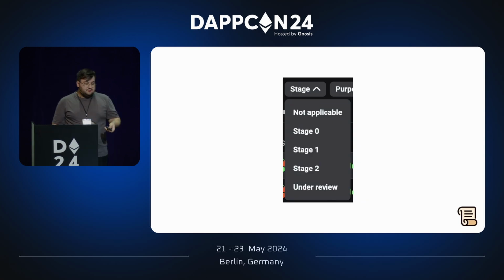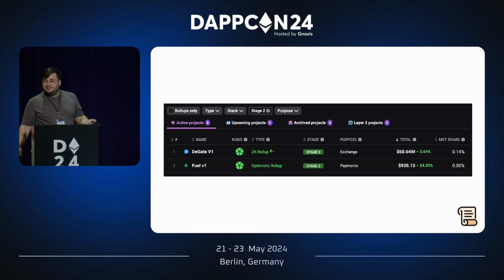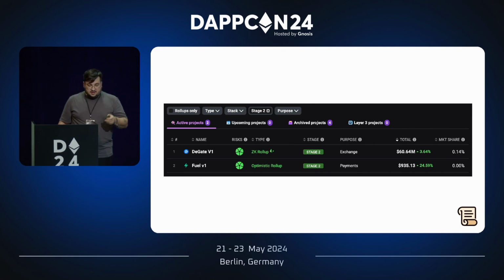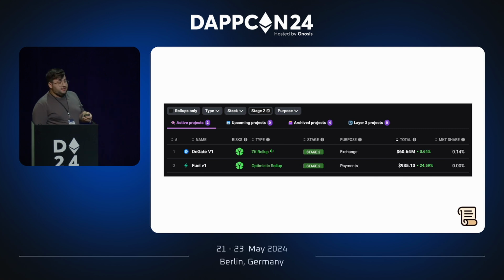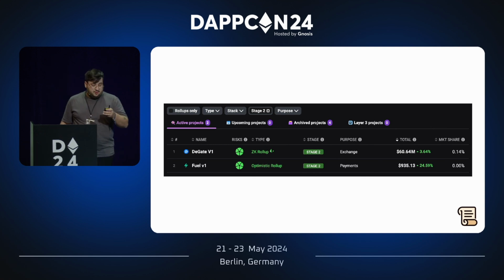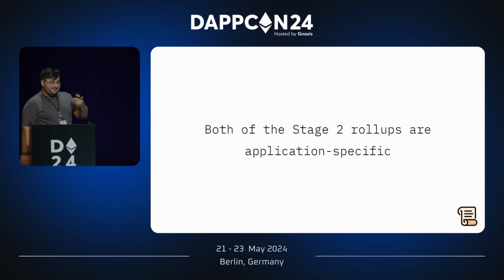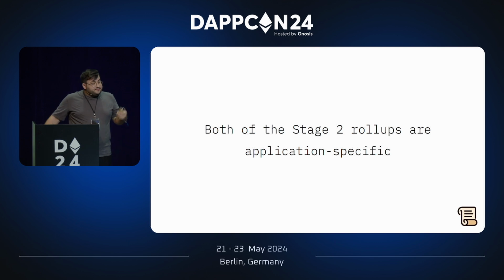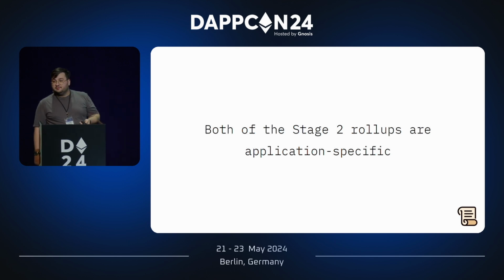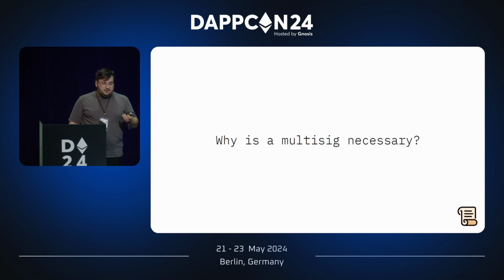Let's pick stage 2. And let's see, oh, all of a sudden you only have 2 protocols. One is dgate, which is a ZK rollup that is application specific and is a DEX. And then there's Fuel V1, which is an optimistic rollup that does payment and has what, $953. Oh, it actually went up. It used to be $8. So great. Thanks, Bartek, for your contribution. And as I said, both of those rollups are application specific.